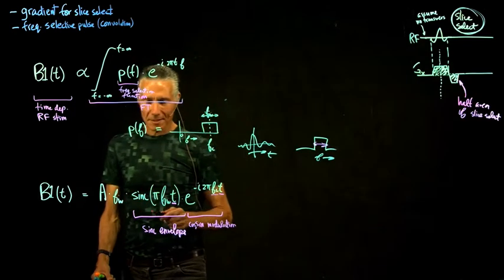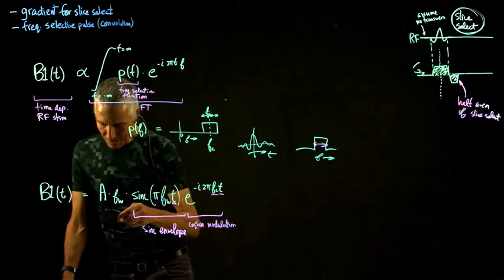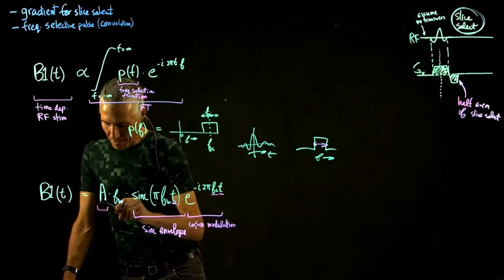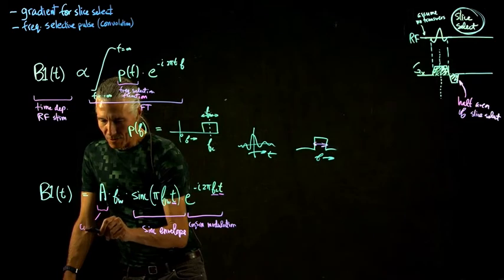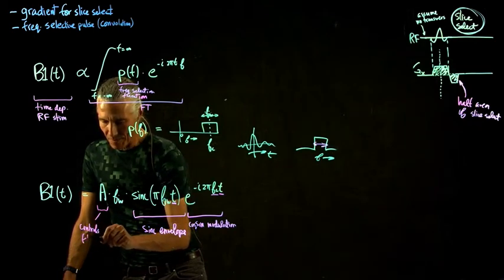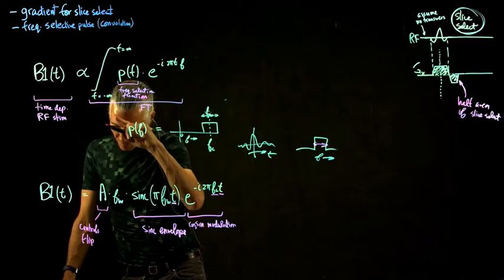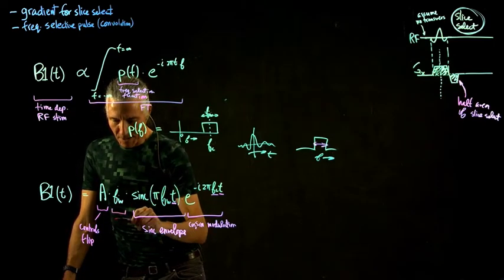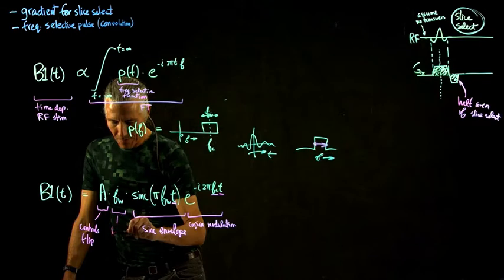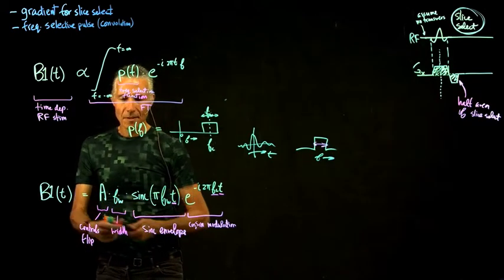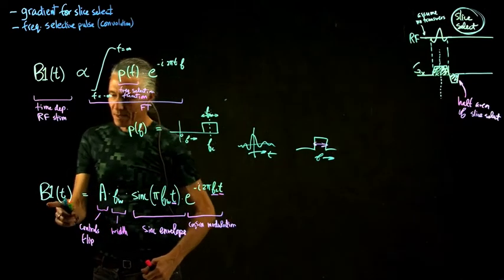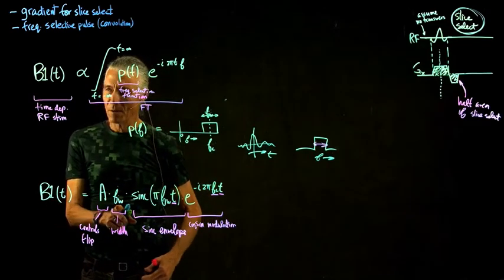So it's kind of weird. And this controls the flip angle. That's the amplitude. It controls the flip. And then this one is the frequency width. So we get that the RF is going to have to be stronger for a wider width.